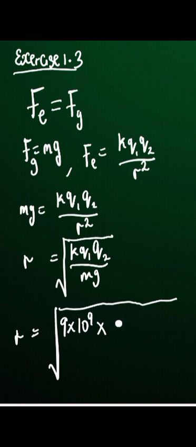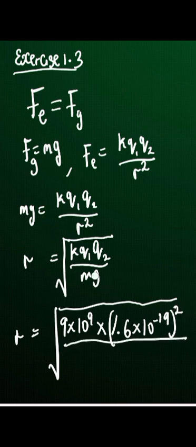Q1 is the charge of an electron. Remember that the proton is positively charged and the electron is negatively charged, but both of them have the same magnitude. So that is 1.6 times 10 raised to power minus 19. Since Q1 and Q2 are equal, I don't really need to write it twice. I just need to square it. That's just what I need to do.